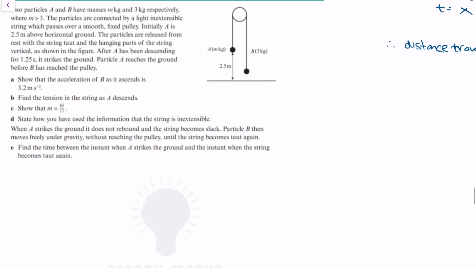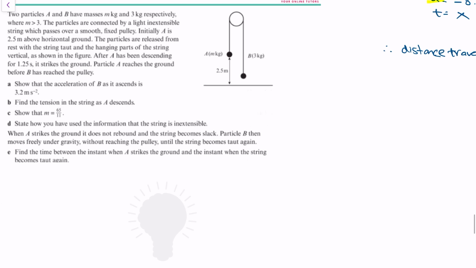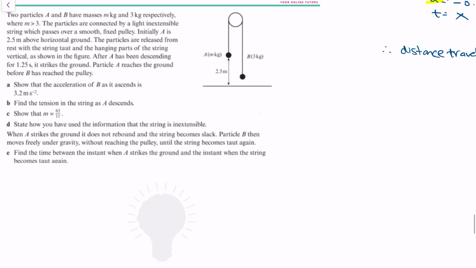Next question. Two particles A and B have masses m kg and 3 kg respectively, where m is greater than 3. So if m is greater than 3, A travels downward and B goes up. The weight of B is 3g, and this is mg. There's tension here, tension here, tension there, tension there. The particles are connected by a light inextensible string which passes over a smooth pulley.